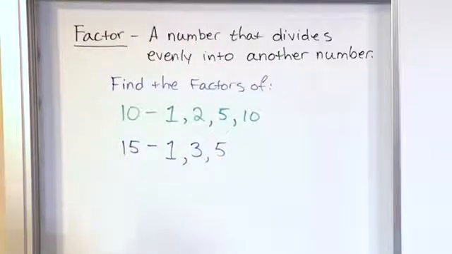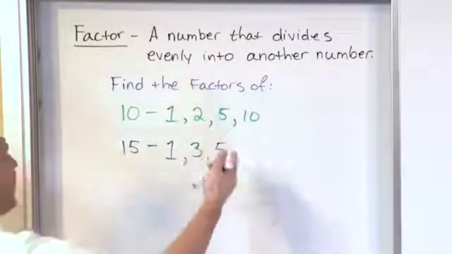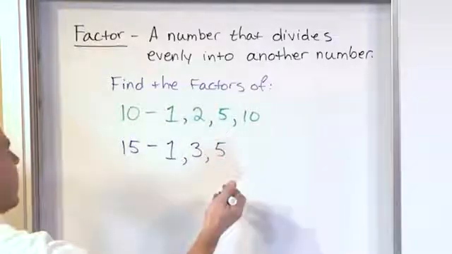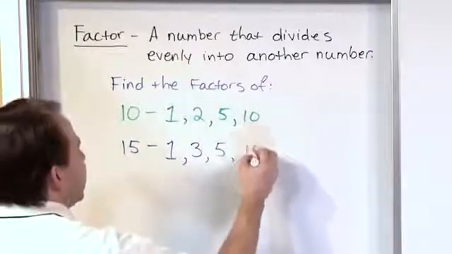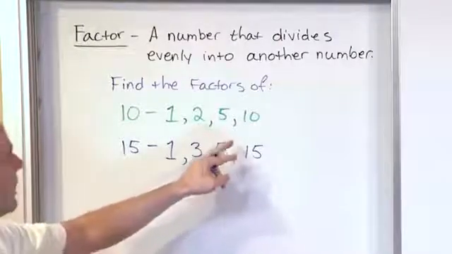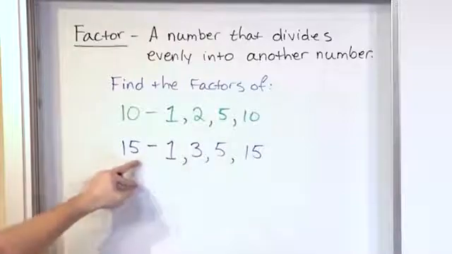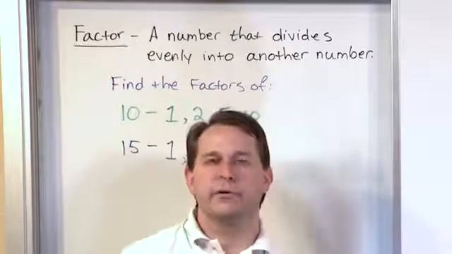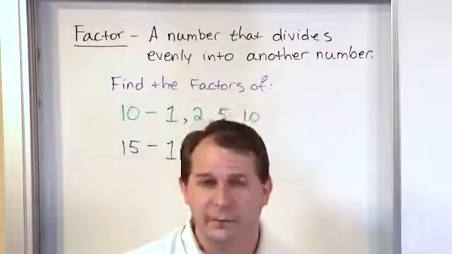And then you just keep racing through it. Is 6 a factor? Is 7 a factor? Is 8 a factor? Is 9 a factor? And so on and so on. The only other factor you're going to get is 15, because anything in here like 9, 10, 11, or 12, if you tried to divide it into 15, it doesn't go a whole number of times. It doesn't go an even number of times.